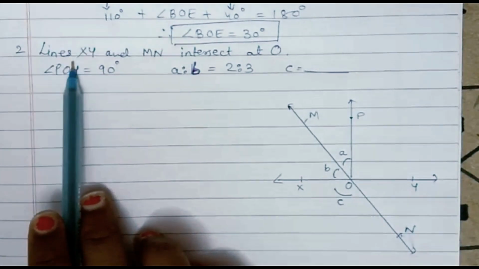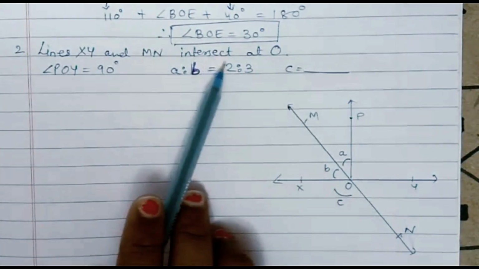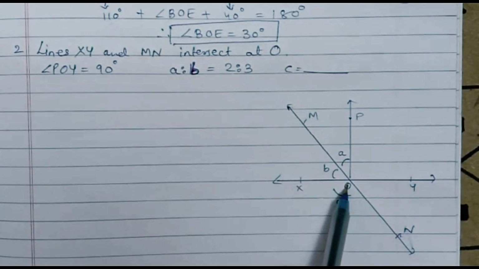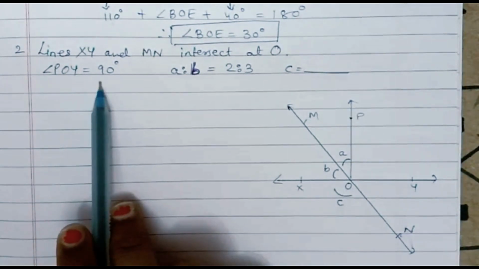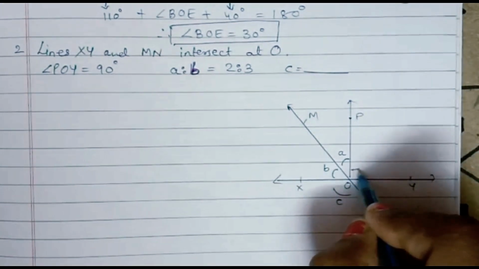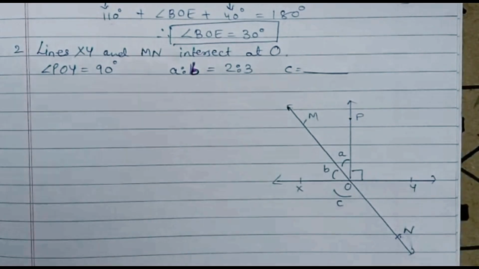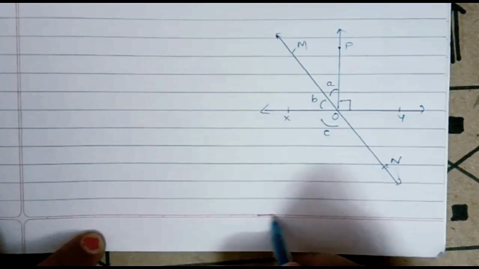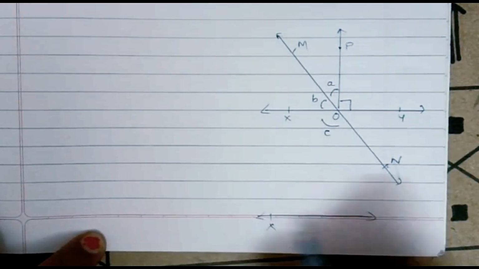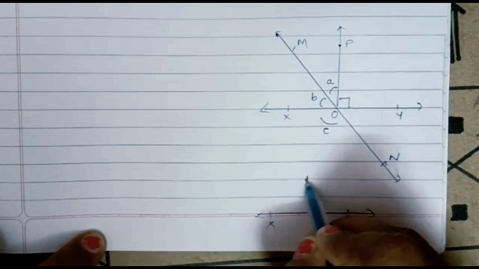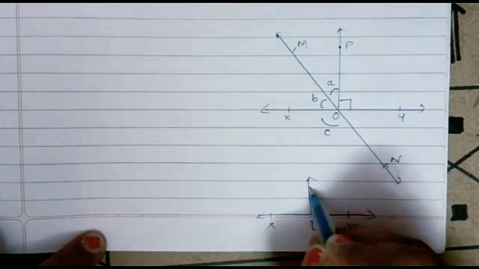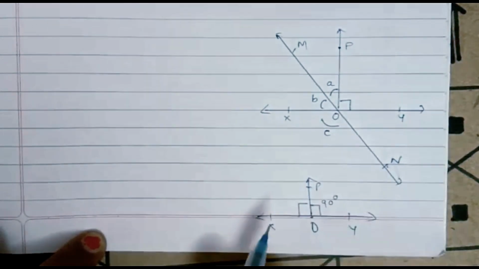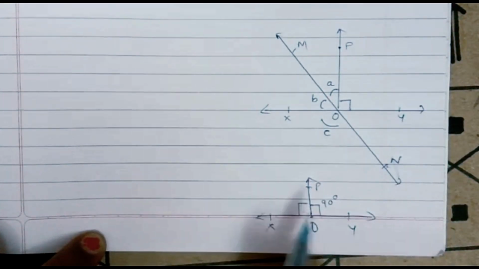Let me come to the next sum, which I will explain first and then we will write. Lines XY and MN intersect each other at point O. So you can see this is XY and MN intersecting at point O. Also angle POY is 90 degrees. So that means this angle is a right angle, 90 degrees. It is quite obvious, if you see only line XY with OP, as OP is standing on the line, making an angle of 90 degrees here, the linear pair POX also will be 90.